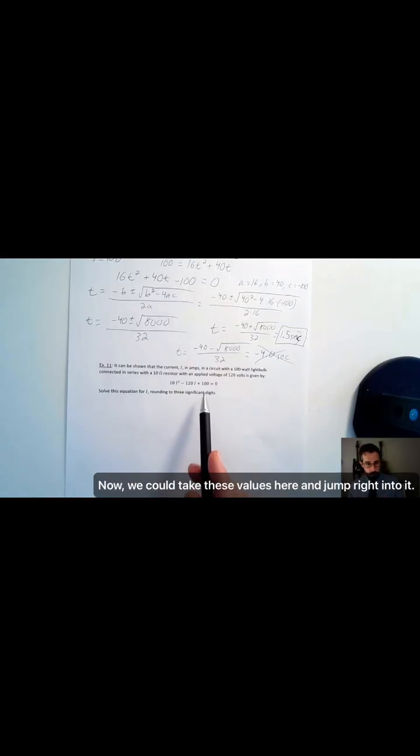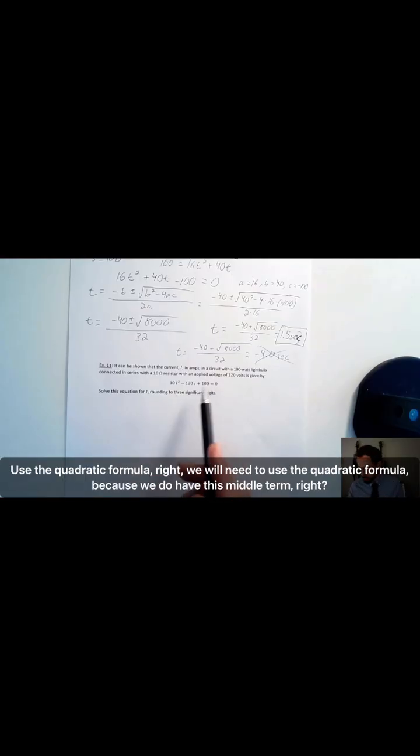to 3 significant digits. Now, we could take these values here and jump right into it, use the quadratic formula, right? We will need to use the quadratic formula because we do have this middle term, right?